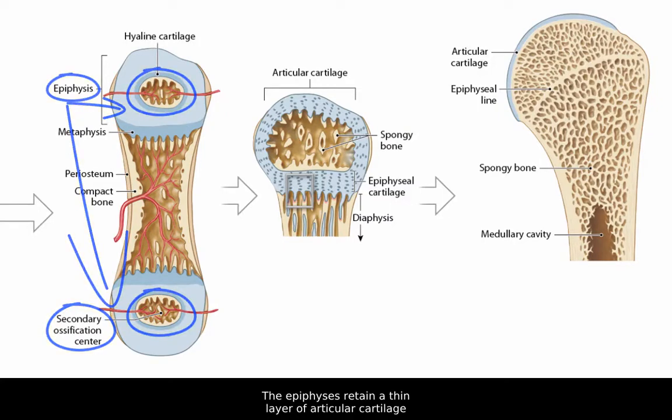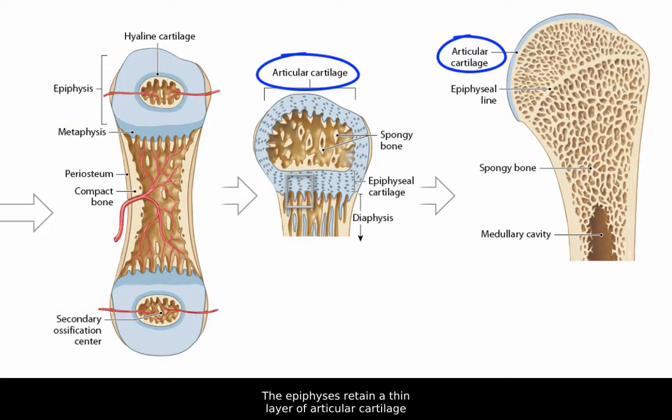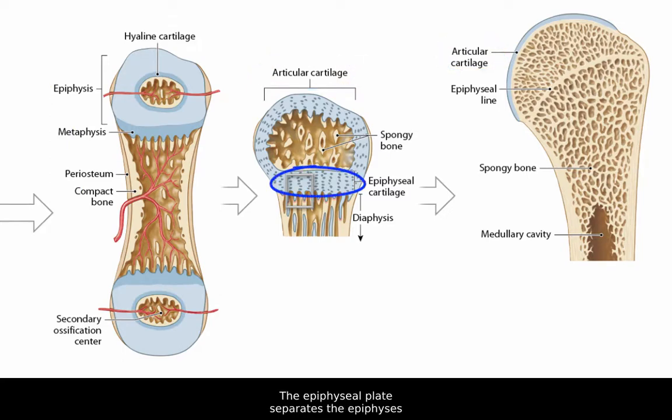The epiphyses retain a thin layer of articular cartilage within the joint cavity. This layer will remain in the adult, and it covers the ends of your bones today. The epiphyseal plate separates the epiphyses from the diaphysis.